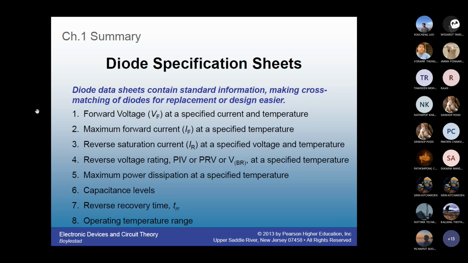Capacitance levels, sometimes they are given on the spec sheets. Number 7, reverse recovery time, very important spec. This should be given on all diode spec sheets. And then number 8, this is standard information for all components, diode, amplifier, everything. What's the operating temperature range?